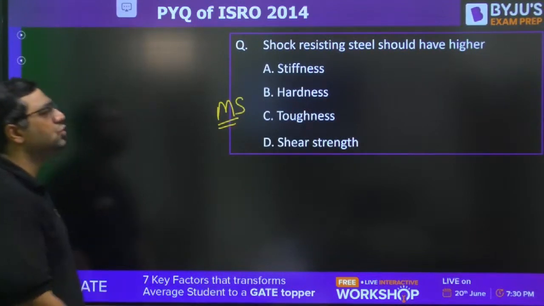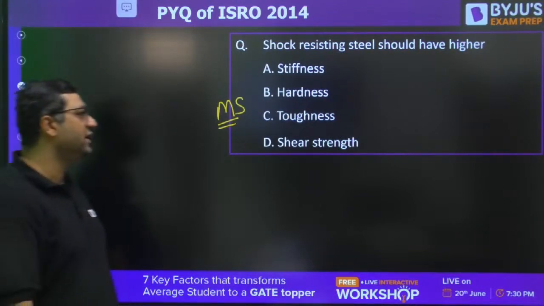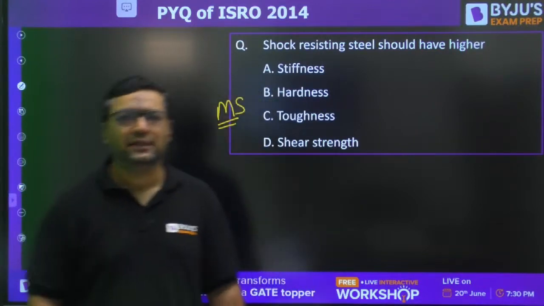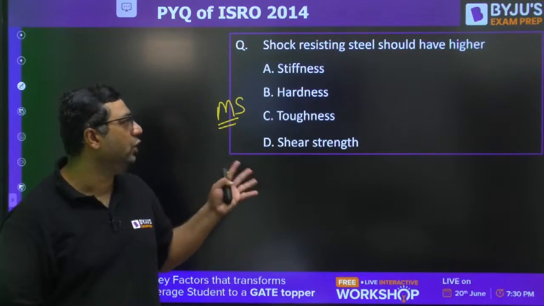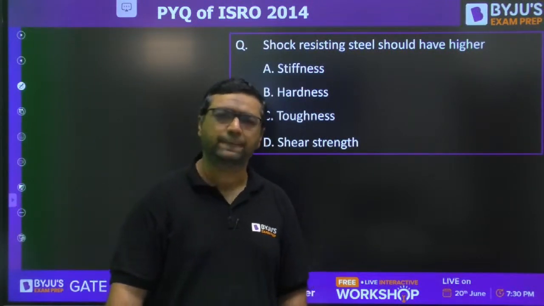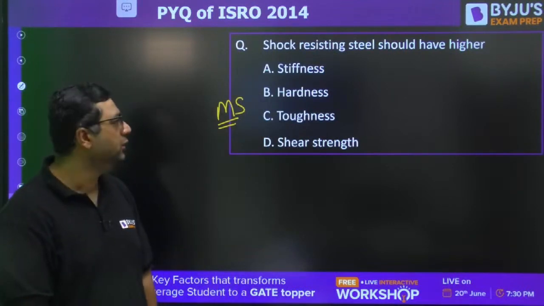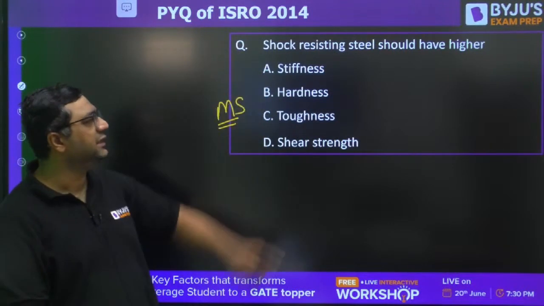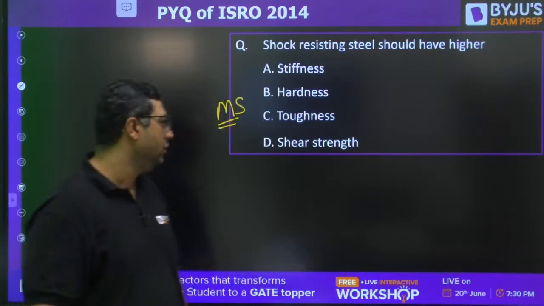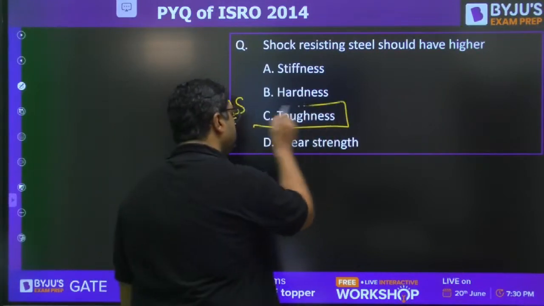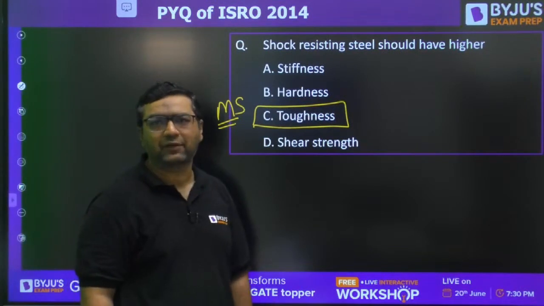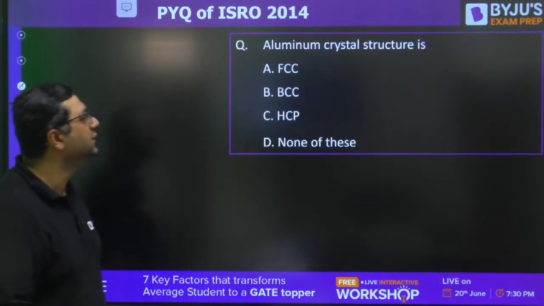Shock-resisting steel should have higher stiffness, hardness, toughness, or shear strength. This you can very easily answer because I already told you what is going to resist impact or shock. So, shock-resisting steel should have higher... very good, higher toughness. Okay. So toughness is the property responsible for taking impacts.